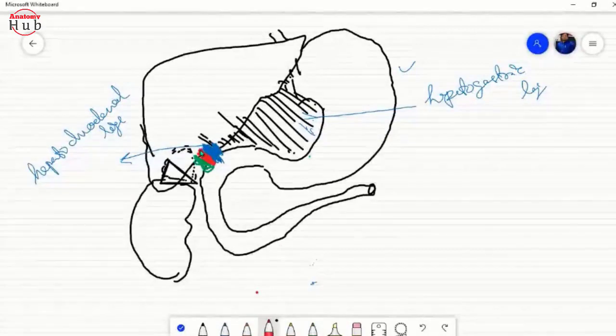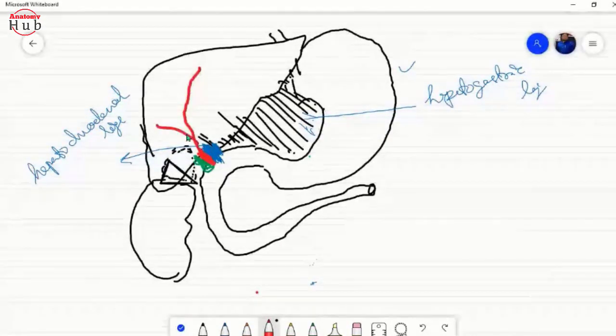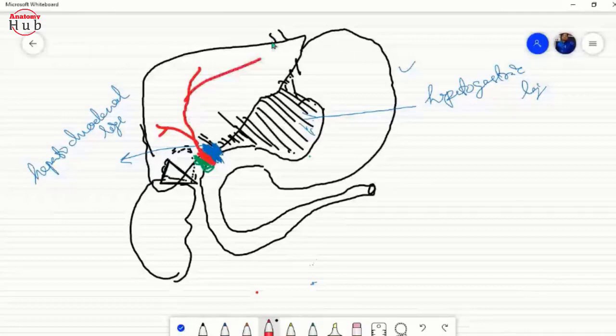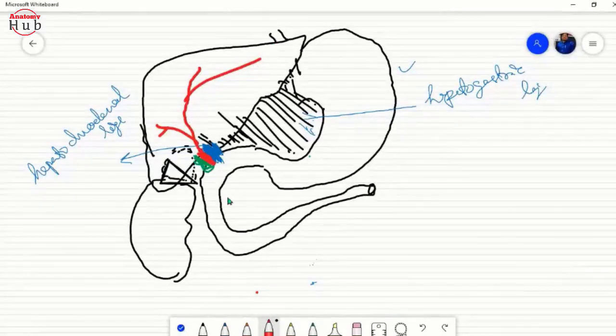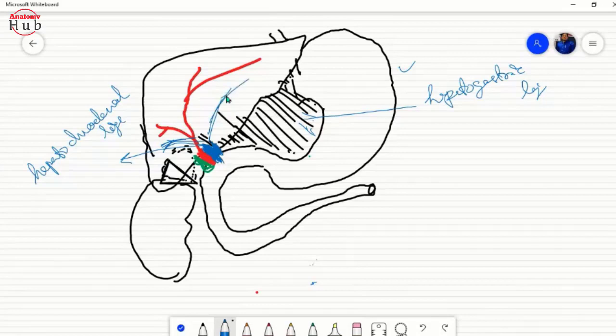Among these three structures, the hepatic artery and portal vein go inside the liver. Here it divides into two: one is your right hepatic artery, and another is going towards the left, the left hepatic artery. Like that, the vein also accompanies the artery, the left portal vein and the right portal vein.